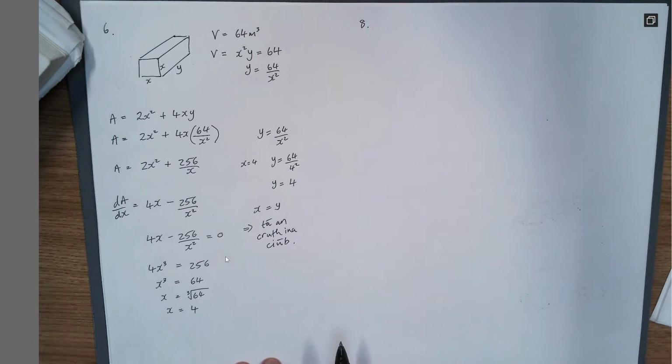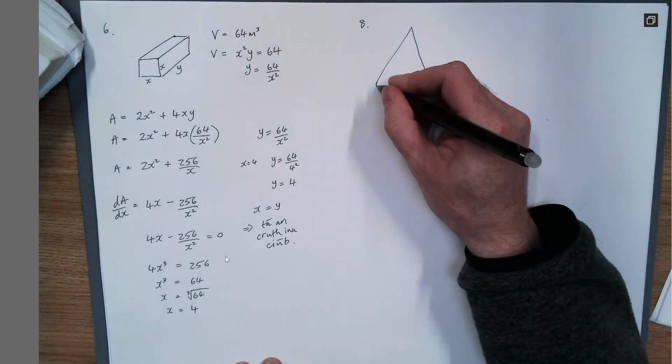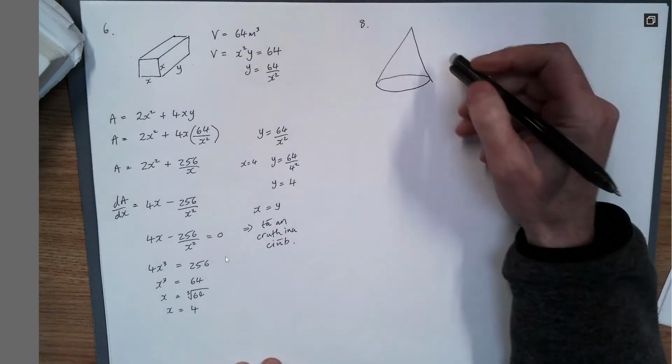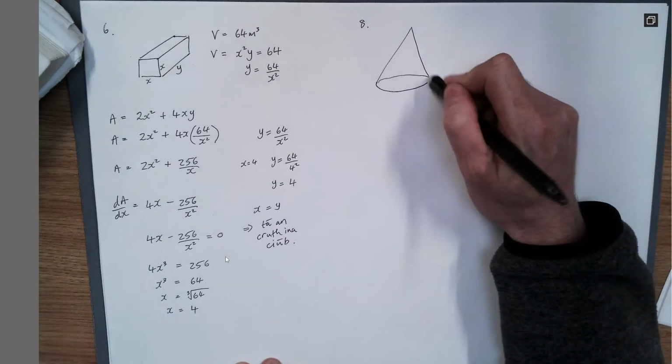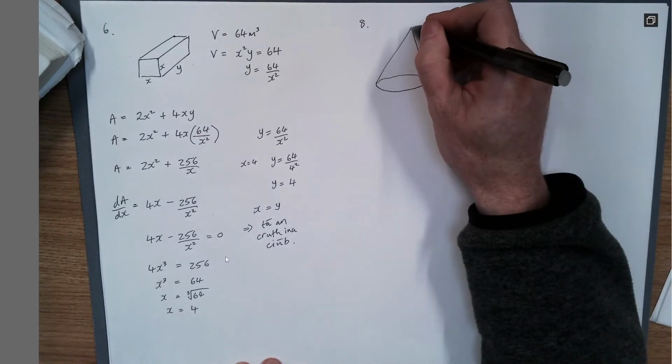Find the radius of the base of a cone of volume 3 pi centimeters cubed if the slant height is a minimum. Now, let's draw the cone. We have the cone and its horizontal height.